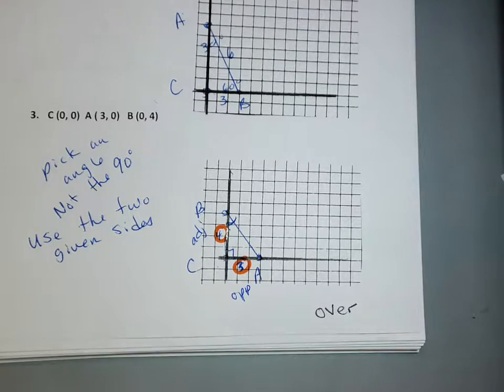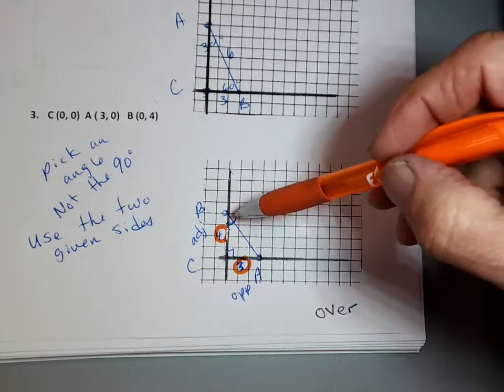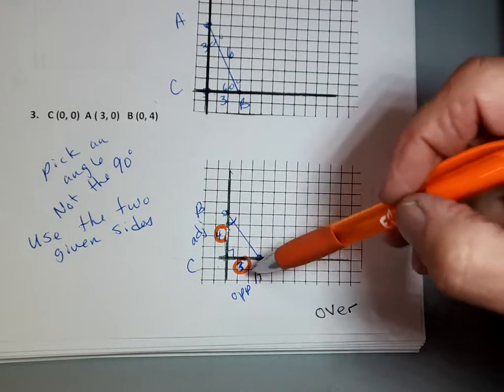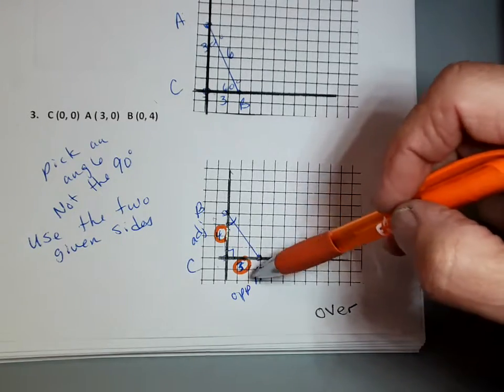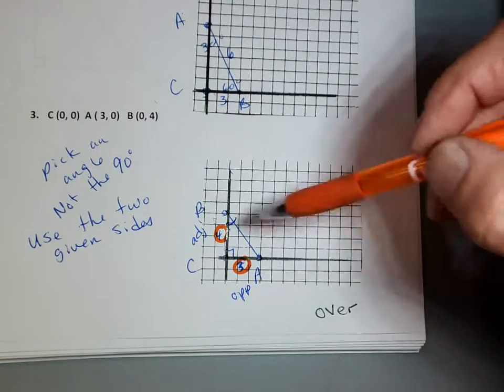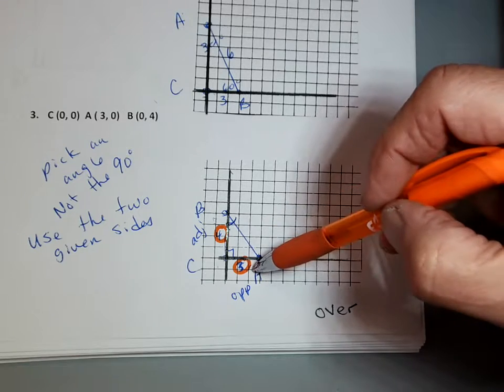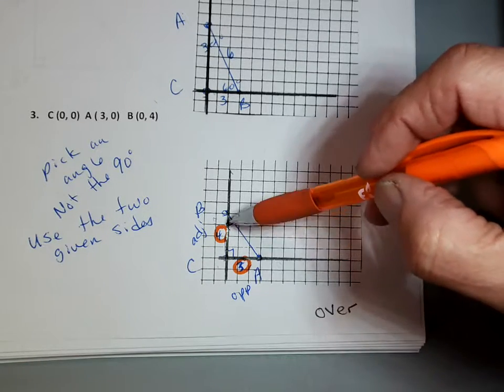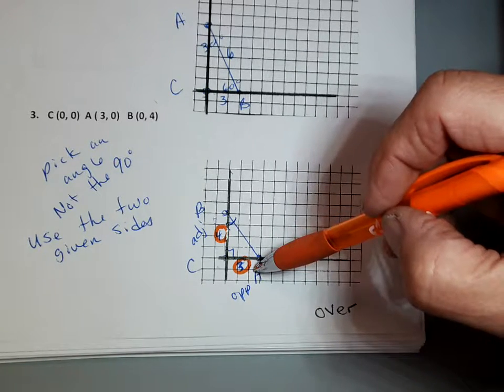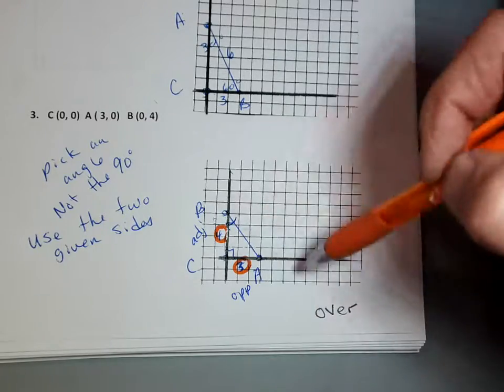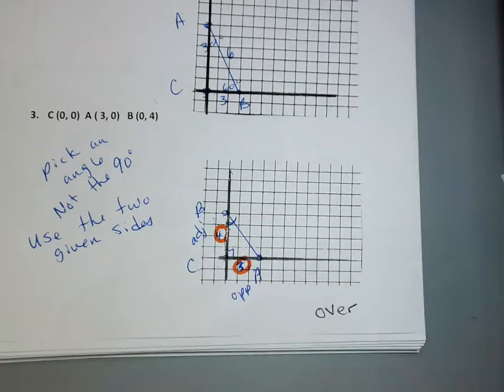So pick an angle to solve for. We picked angle B. Then use the two given sides. 3 and the 4 are my two sides I know. Those numbers are given. The name of the 3, this side, is the opposite because it's opposite of the angle B that was picked, and this side's the adjacent side, right? I don't know the hypotenuse, but I don't need to, okay?